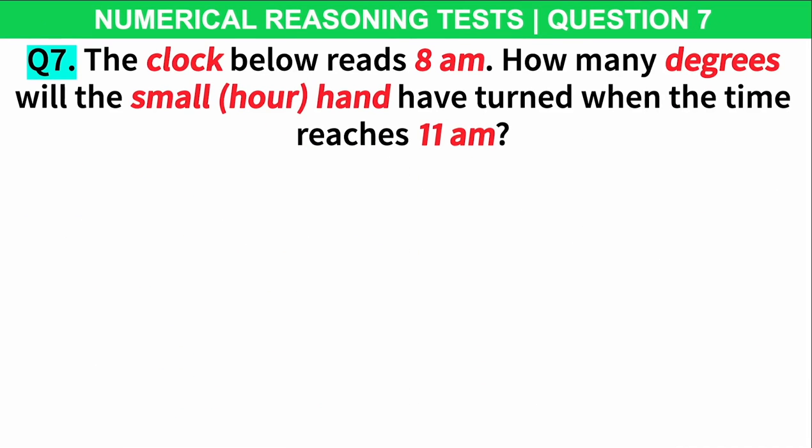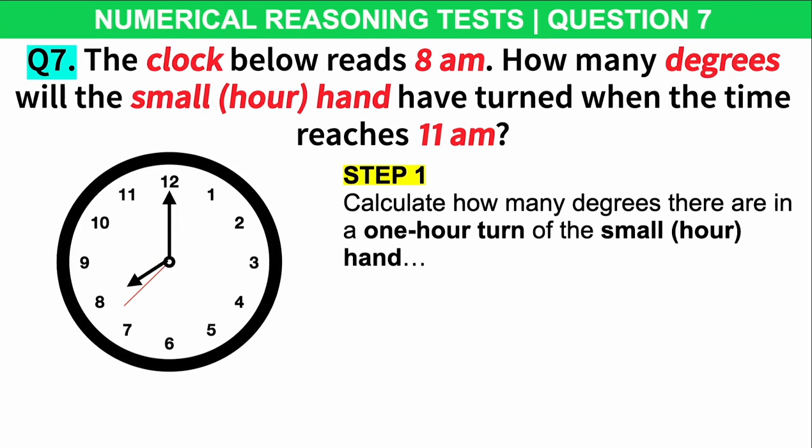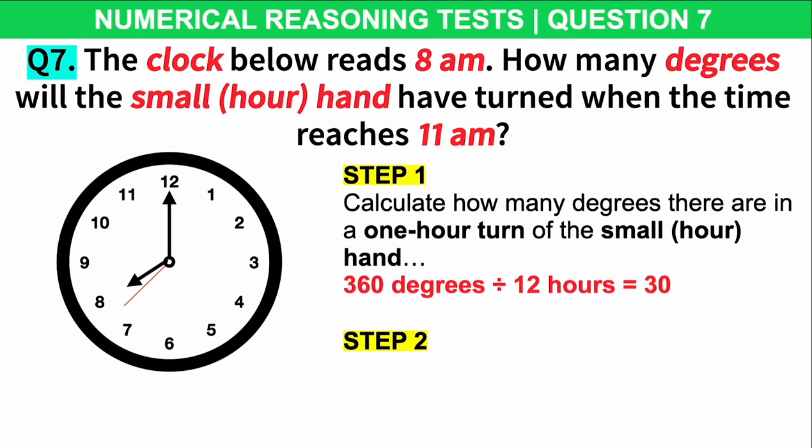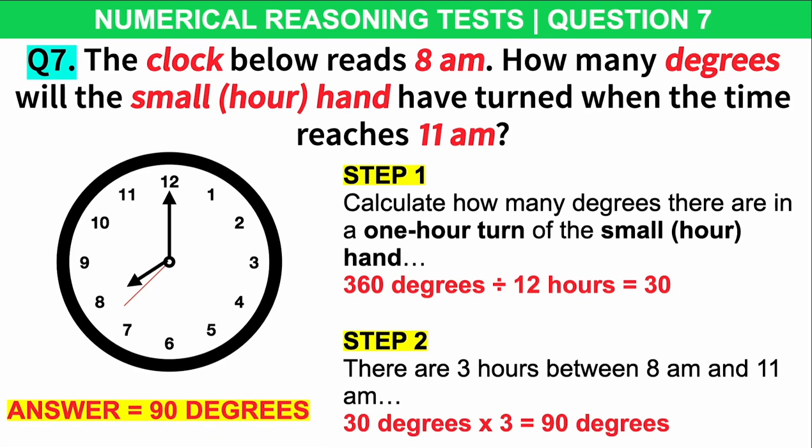So the clock below reads 8 AM. How many degrees will the small hour hand have turned when the time reaches 11 AM? Well, step 1 is to calculate how many degrees there are in a 1 hour turn of the small hour hand. To do that, we take 360 degrees and divide it by 12 hours, giving us 30. Step 2, there are 3 hours between 8 AM and 11 AM, meaning we multiply 30 degrees by 3, giving us a total of 90 degrees. So the answer is 90 degrees.